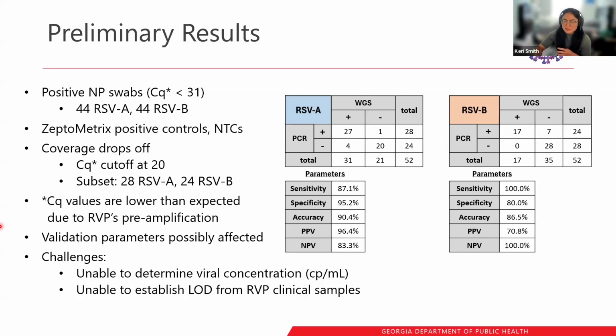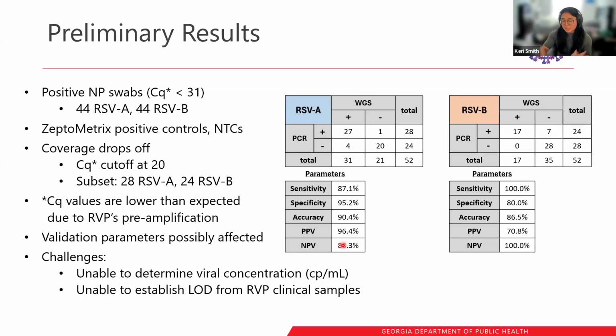So in this case, the validation parameters that we see right here may be affected. And that poses unique challenges to this validation. That includes that we're not able to determine viral concentration directly from RVP Cq, and therefore we're not able to establish an LOD from RVP clinical samples. But nevertheless, after further discussion, we're able to come up with a solution.